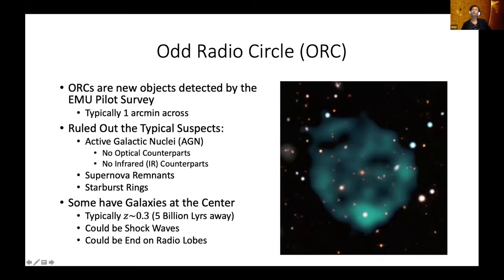So moving right along, these are new objects that were discovered by the EMU pilot survey, and they're called radio circles, odd radio circles. The reason they're called odd radio circles is because they don't appear to be any object that exists as we know. For instance, in terms of active galactic nuclei, we can't find optical counterparts or infrared counterparts. It doesn't appear to be a supernova remnant, etc. So it's a new object, or a new class of objects, that was discovered by EMU.